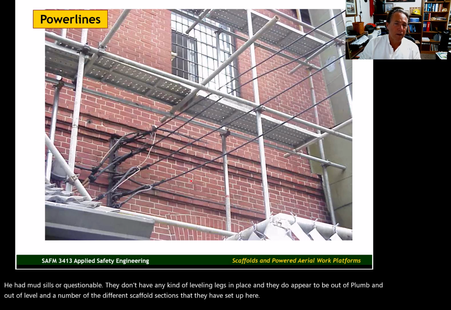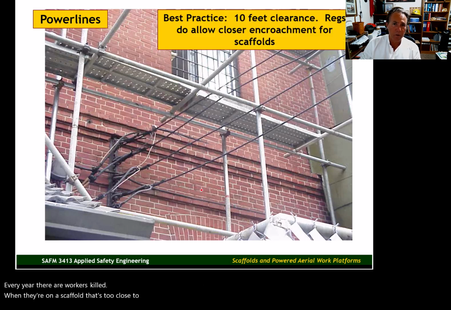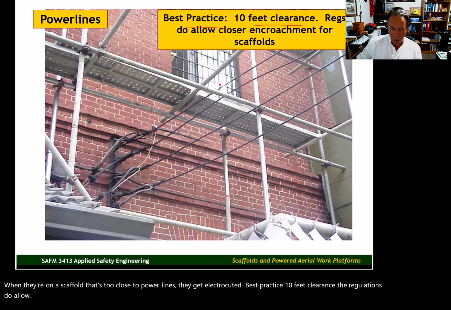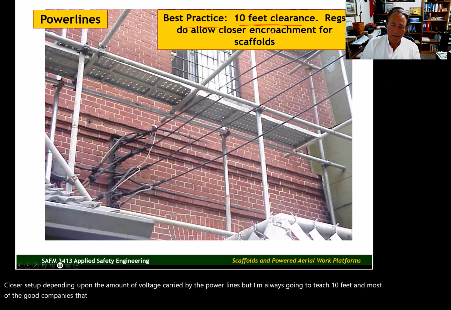Too close to power lines. Every year there are workers killed when they're on a scaffold that's too close to power lines. They get electrocuted. Best practice, 10 feet clearance. The regulations do allow closer setup depending upon the amount of voltage carried by the power lines. But I'm always going to teach 10 feet. And most of the good companies that are out there, 10 feet. You don't get closer than 10 feet unless the lines have been de-energized.